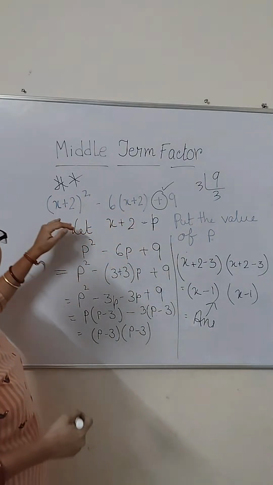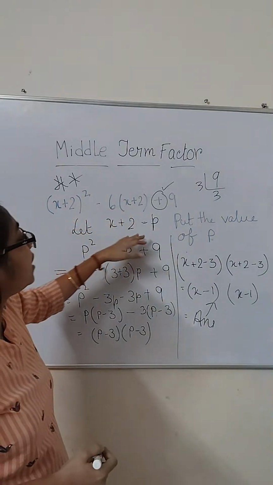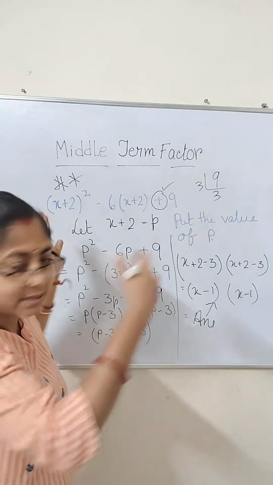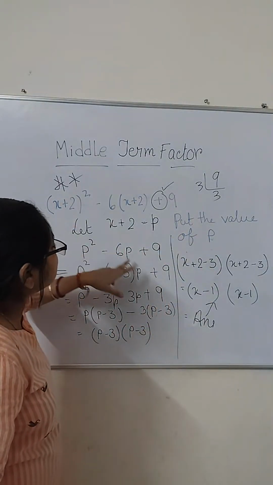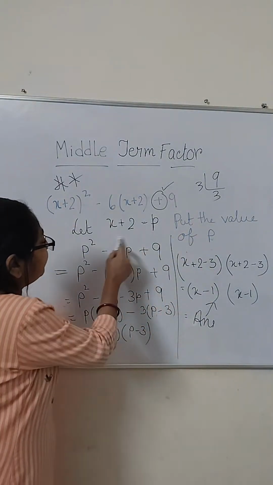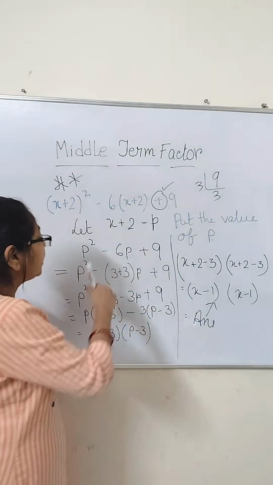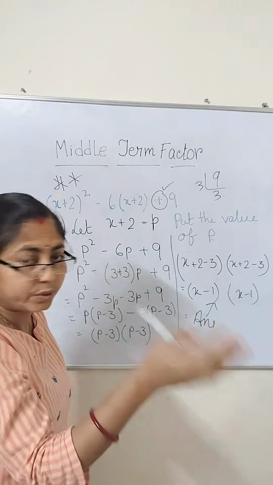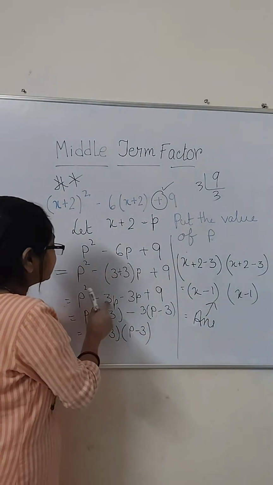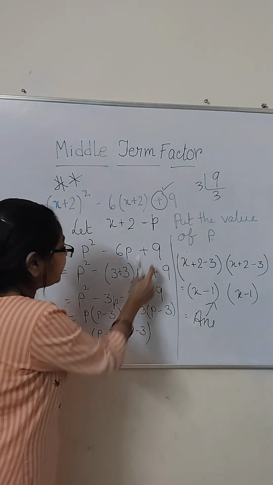At first I take x plus 2 as a variable p to make it simple. P square minus 6p plus 9. Now I make the 6 as 3 plus 3 and write it. Okay. Remove the bracket and multiply it with p. So minus 3p minus 3p plus 9.